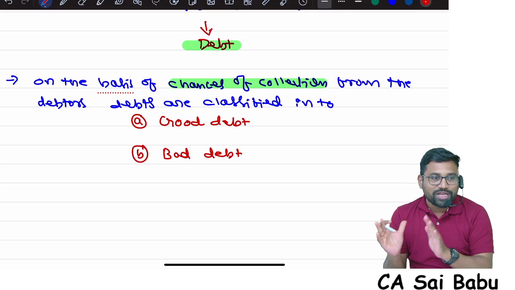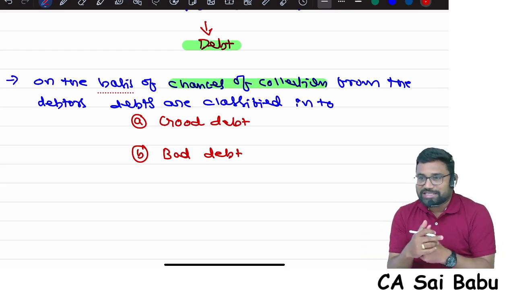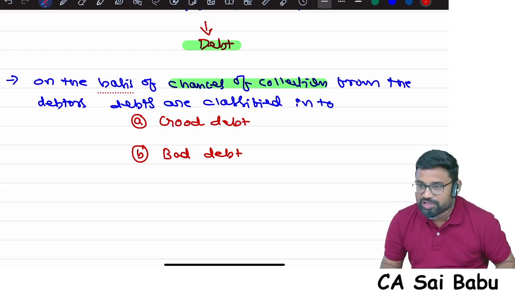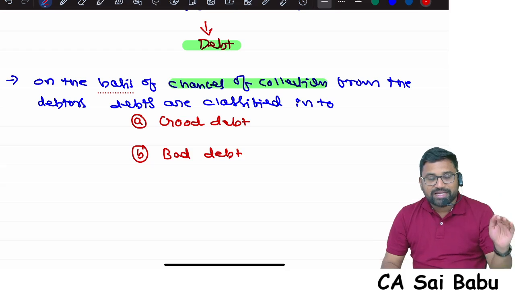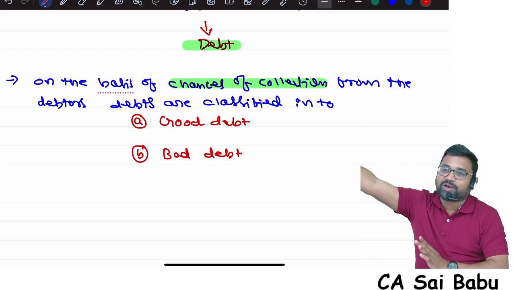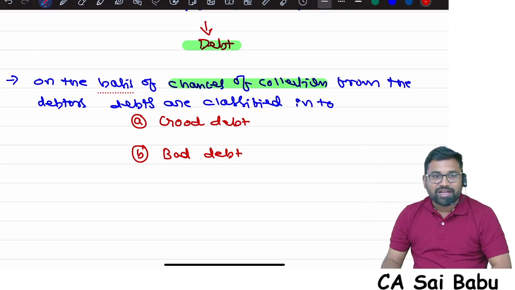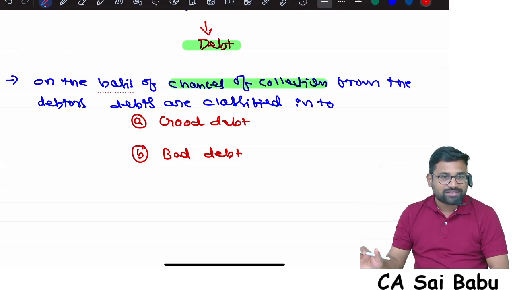Good debt means the amount is likely to be realized. Bad debt means it is not going to be realized. So it's a loss, 100% loss, bad debt. That's why these bad debts we will transfer directly to the P&L account, because it's a 100% loss. We are not required to create any provision for bad debt. Bad debt is a confirmed loss.